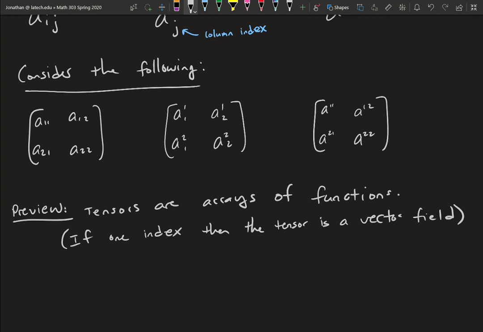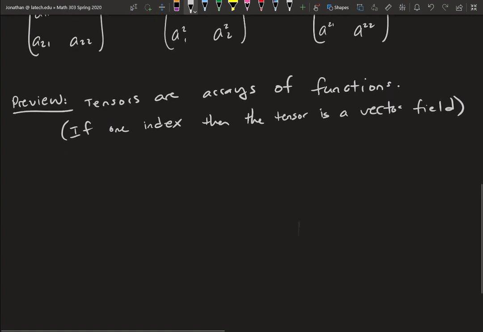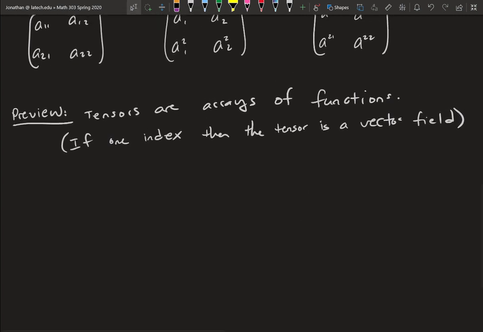And now we get a little bit better idea of what's going on with the notation, not completely understanding why it's up or down, but at least knowing what's represented if I have two indices. Well, it's basically a matrix of functions. Now, let's see. Example.